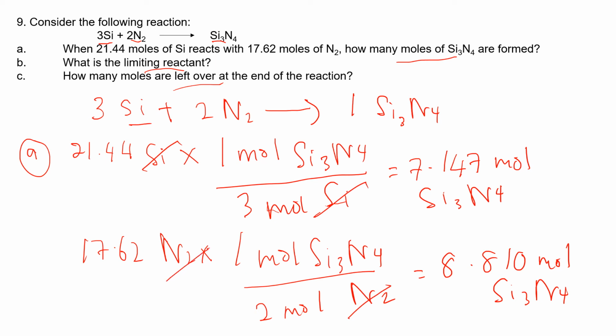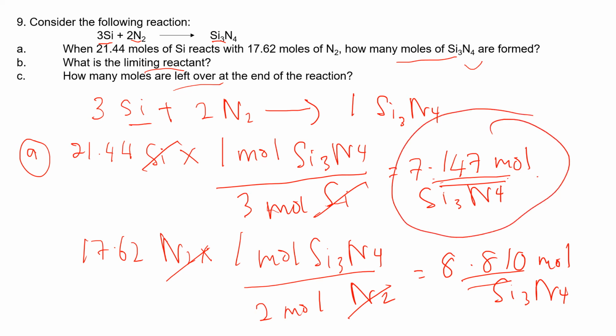Okay, based on the number of mole, kita perlu cari yang paling sikit. Okay, because yang paling sikit itulah penentu kepada berapa banyak produk kita dihasilkan. So between these two, yang paling sikit ialah from silicon. So meaning that moles of Si3N4 formed ialah 7.147 mole. So ini jawapan. Yes. Okay.